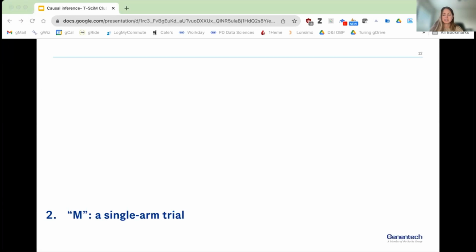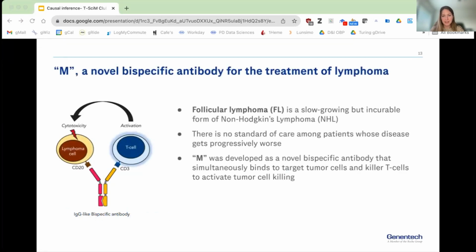So now that we've gotten our toes wet, I want to share with you a real example of causal inference in action in drug development. To avoid over-commercializing this talk, I'm just going to refer to the medicine in question as M, which is a novel bispecific antibody that we developed for the treatment of lymphoma. Follicular lymphoma specifically is a very slow-growing but incurable form of non-Hodgkin's lymphoma. There's no standard of care among patients whose disease gets progressively worse. We'll call those patients relapsed refractory patients.